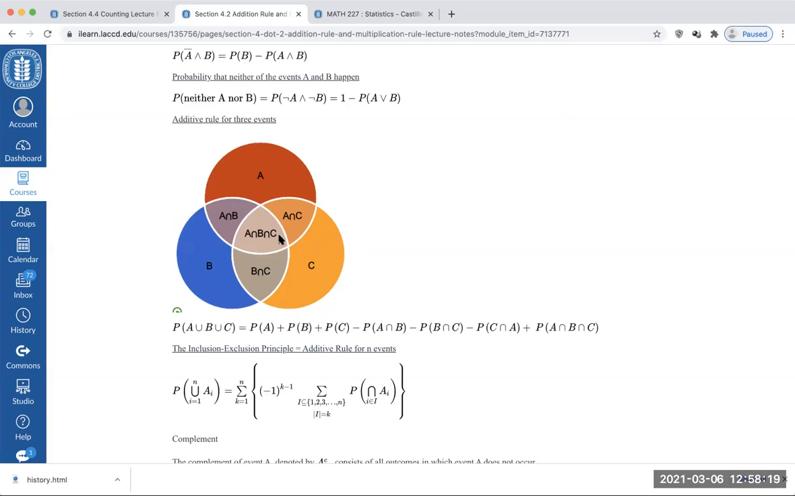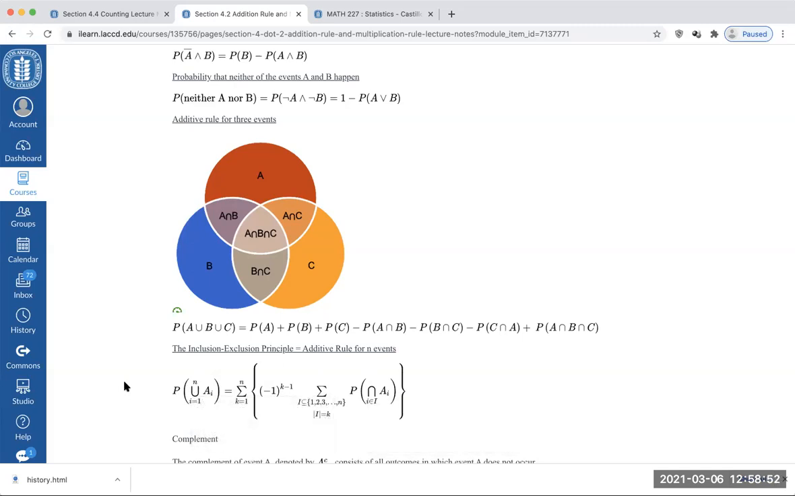So let me give you the addition rule for n events, the inclusion-exclusion principle. Here I guess I wrote it in terms of unions and intersections. You can write it in terms of ors. So unions are ors, intersections are ands. So these would be ands, these would be ors.